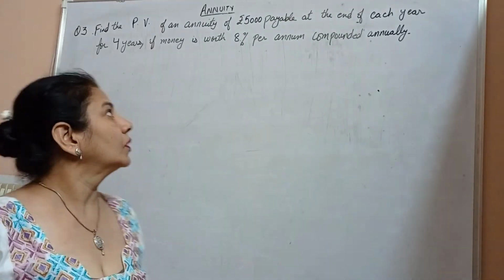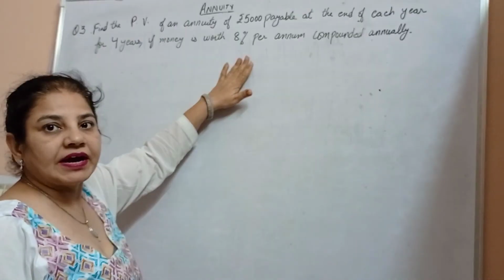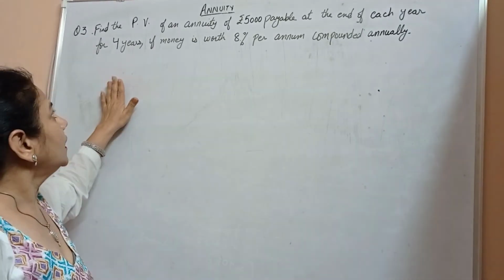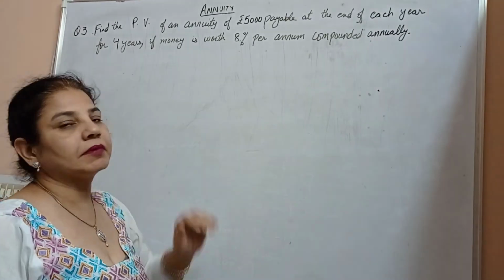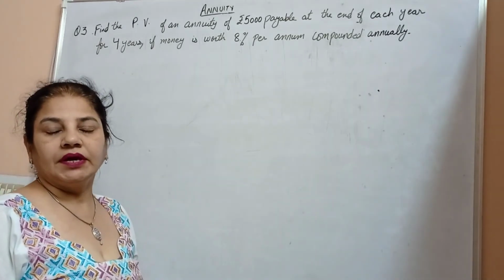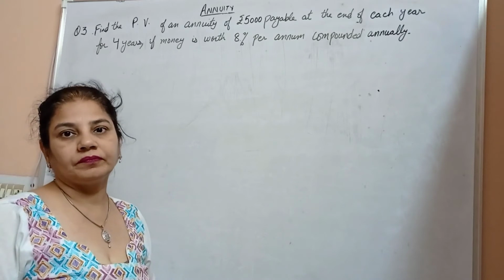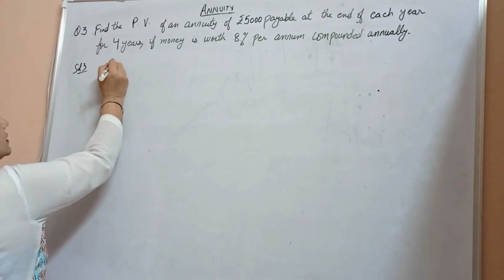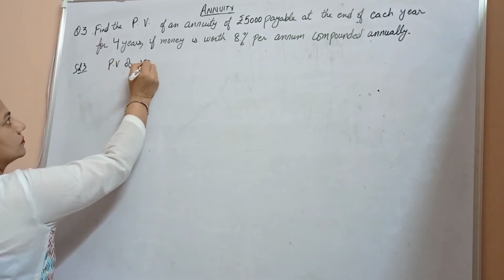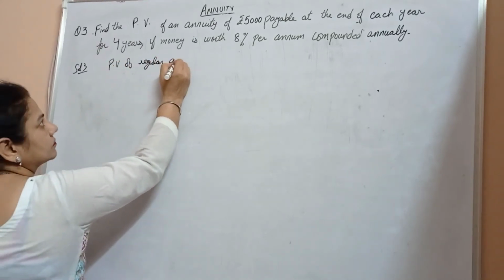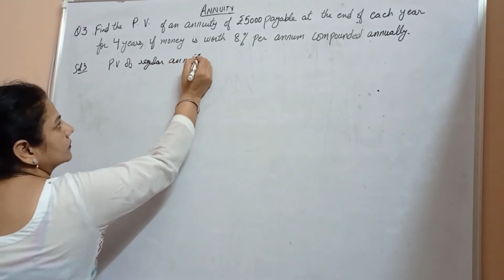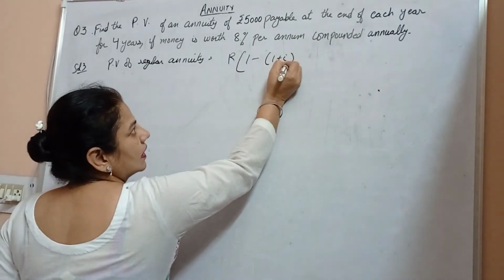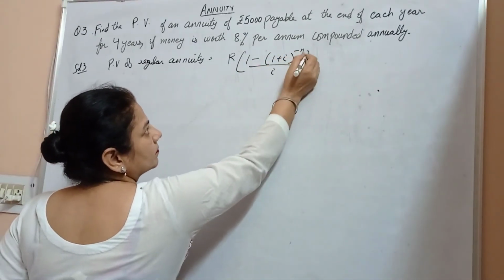Find the present value of the annuity of rupees 5,000 payable at the end of each year for 4 years, if money is worth 8% per annum compounded annually. Here we have to calculate the present value of the regular annuity. Using the formula, present value of regular annuity is given as R times 1 minus (1 plus I) to the power minus n, upon I.